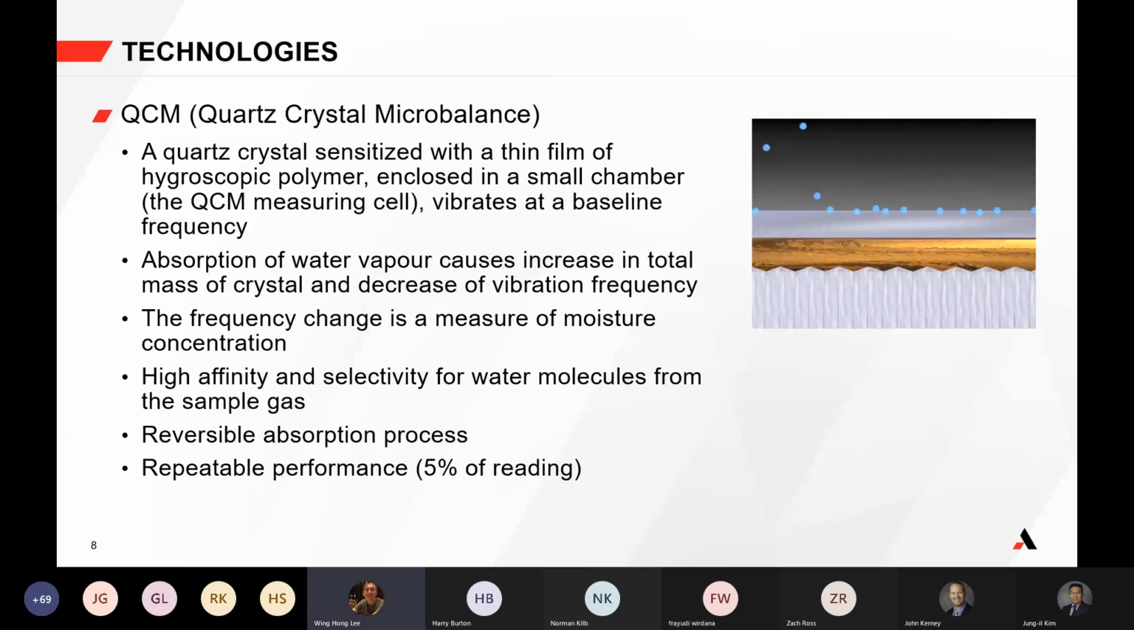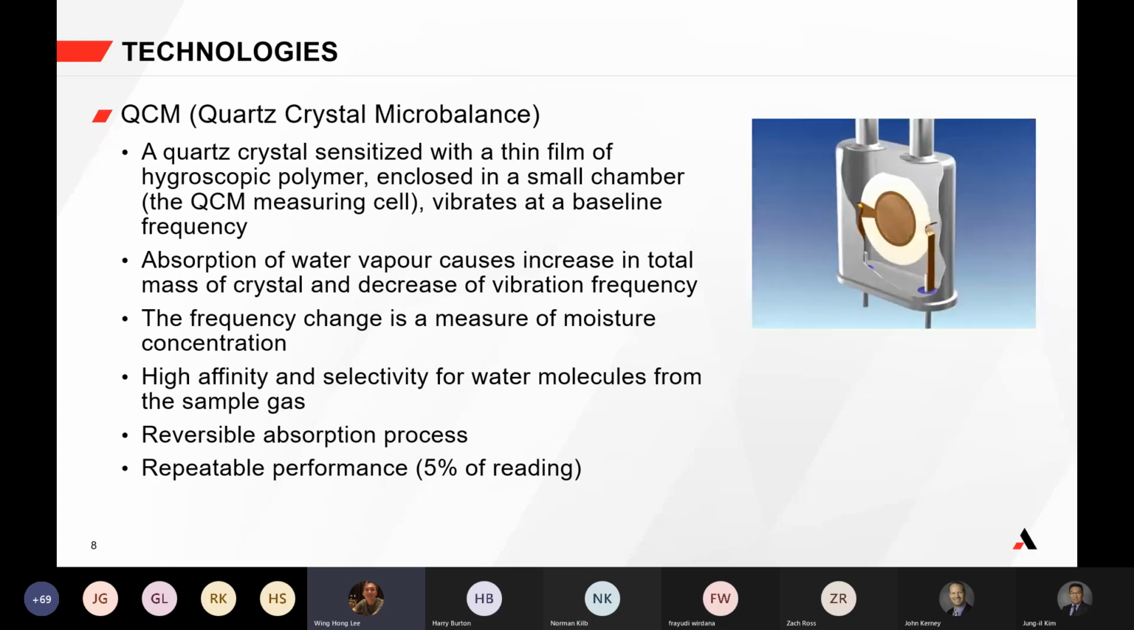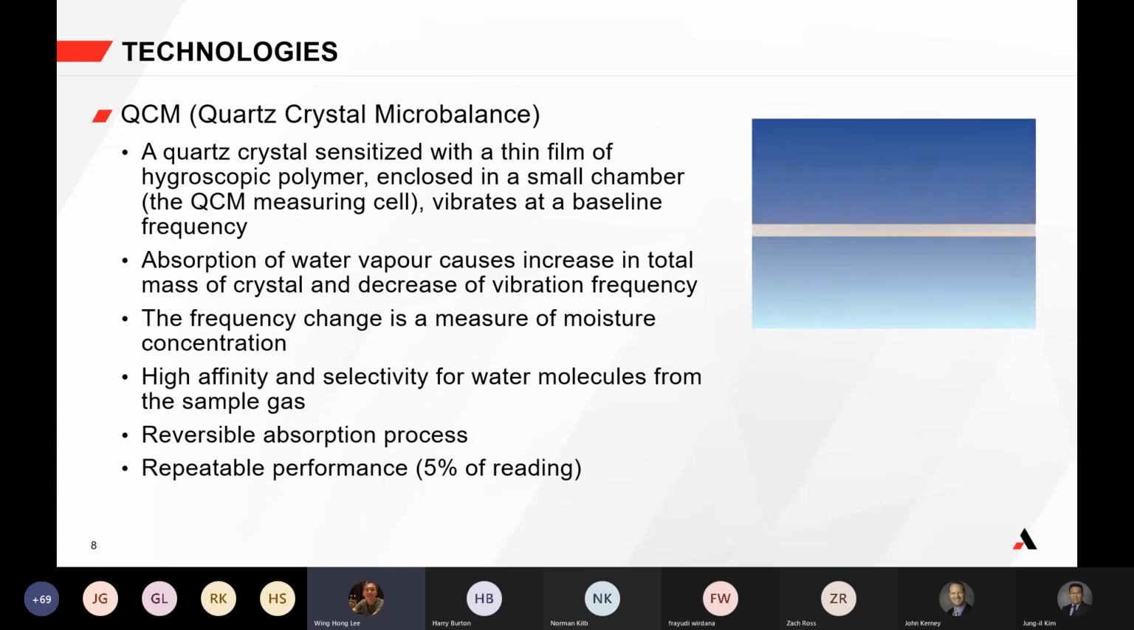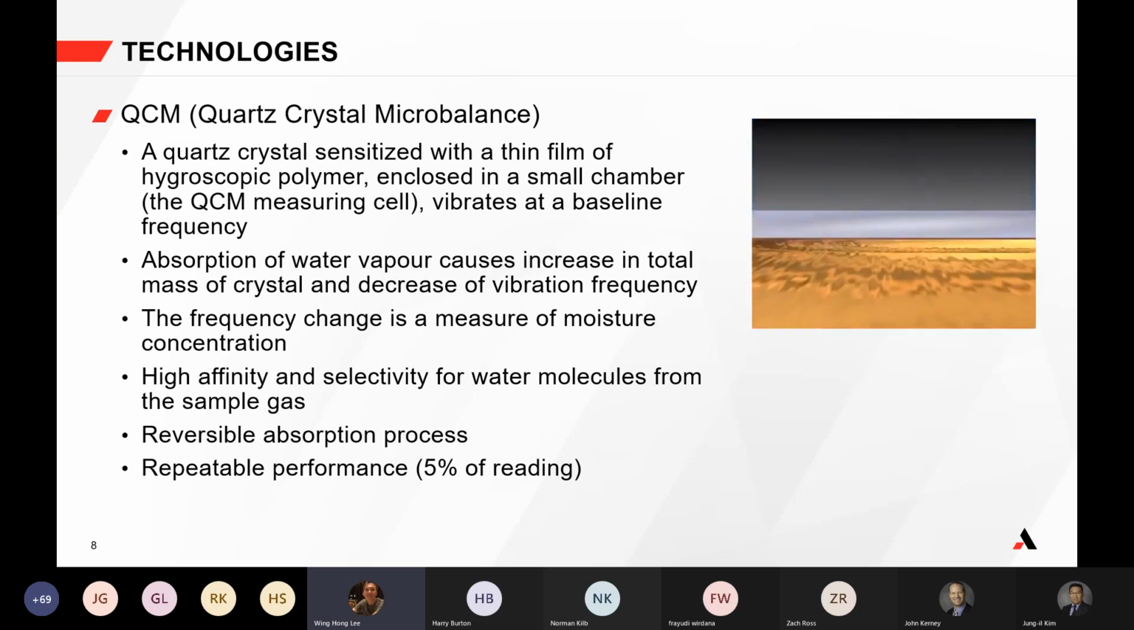The quartz crystal is energized to vibrate at a baseline frequency. Absorption of water vapor by the polymer causes an increase in total mass of the crystal, which decreases the vibration frequency. The frequency change is the measurement of the moisture concentration. The hygroscopic film has high selectivity for water molecules, and the absorption process is reversible. This performance is repeatable within 5% of reading.